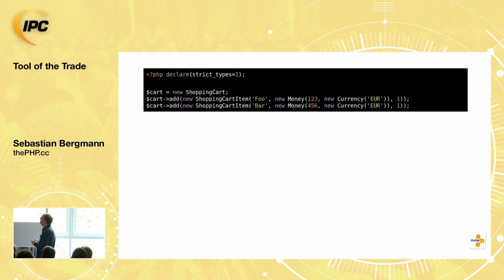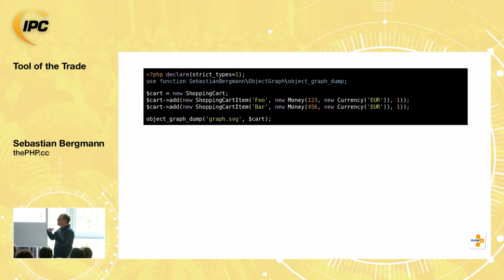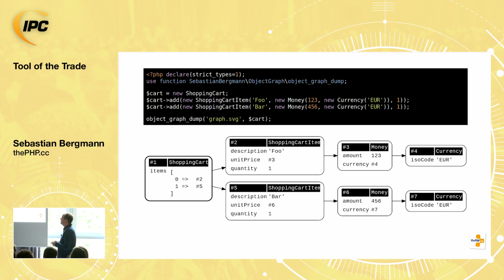So imagine you have code like that. So for instance, you have a shopping cart, you have some items in the shopping cart. Those items have a price, and the price is comprised of a currency and so on. And now you want to visualize that. So you install the object graph library and import the function. And then you can just say object graph dump, give a file name. Depending on the suffix you use here, it generates an SVG or a PNG or a PDF, whatever you want. And then pass in the variable that you want to visualize. And for that code, we get this.